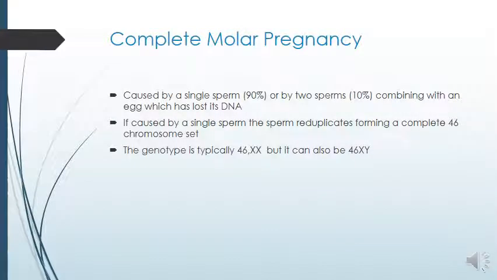There are 2 forms of a molar pregnancy: a complete molar pregnancy and an incomplete or partial molar pregnancy. The complete molar pregnancy is caused by a single sperm. This happens 90% of the time, or by 2 sperms, this is the remaining 10%, combining with an egg which has lost its DNA. If it's caused by a single sperm, the sperm reduplicates itself, forming a complete 46 chromosome set. The genotype is typically 46XX, but it can also be 46XY. All of the genes come from the father.